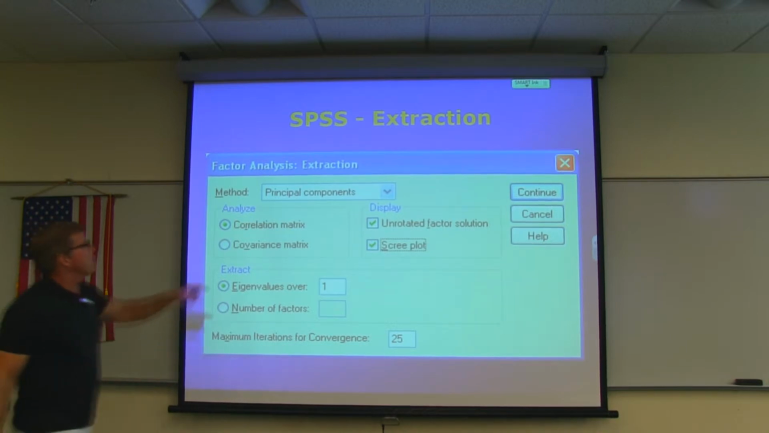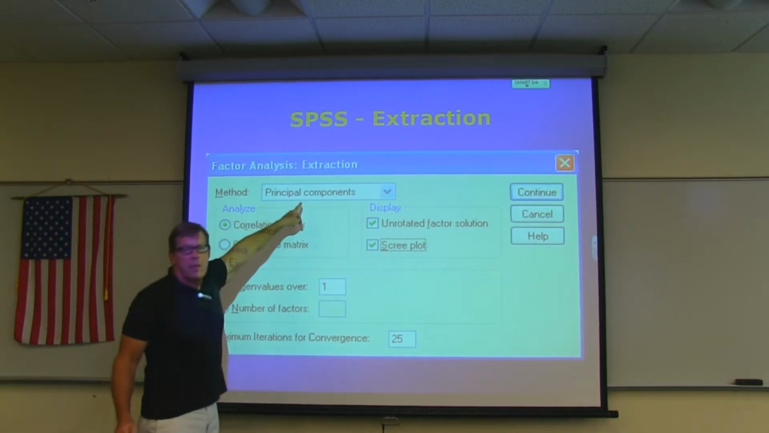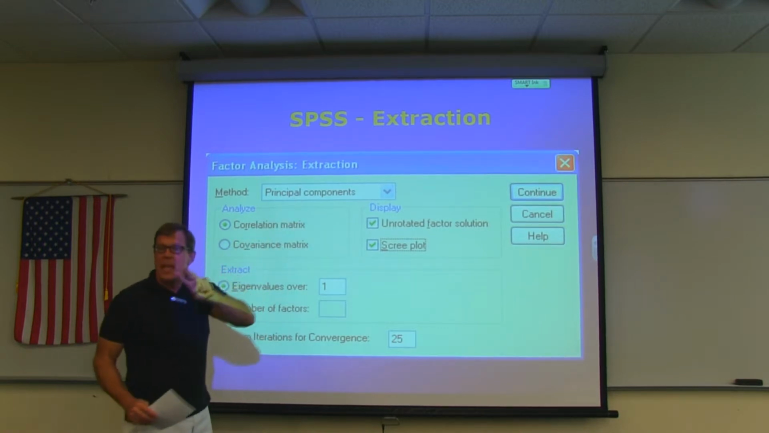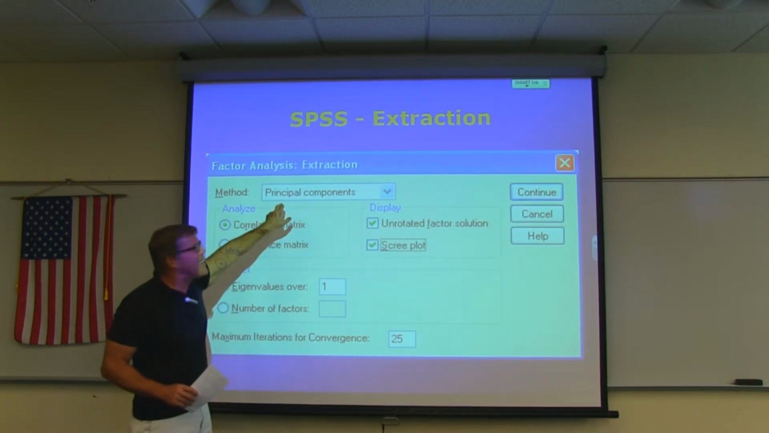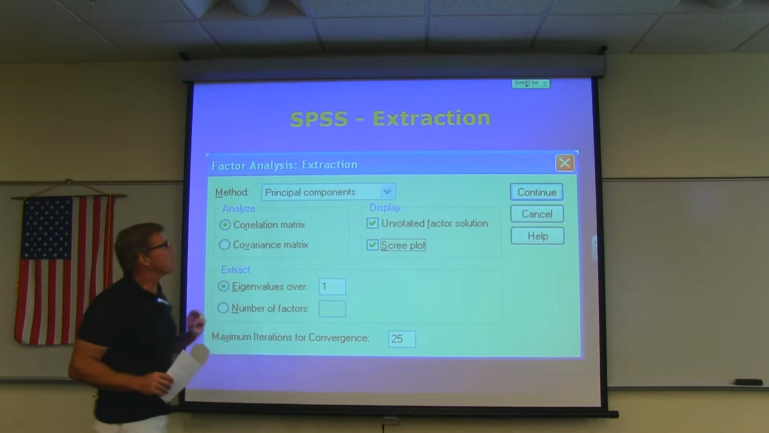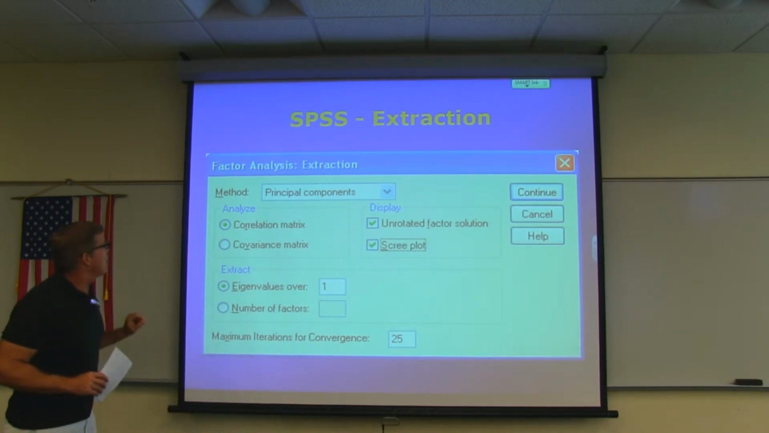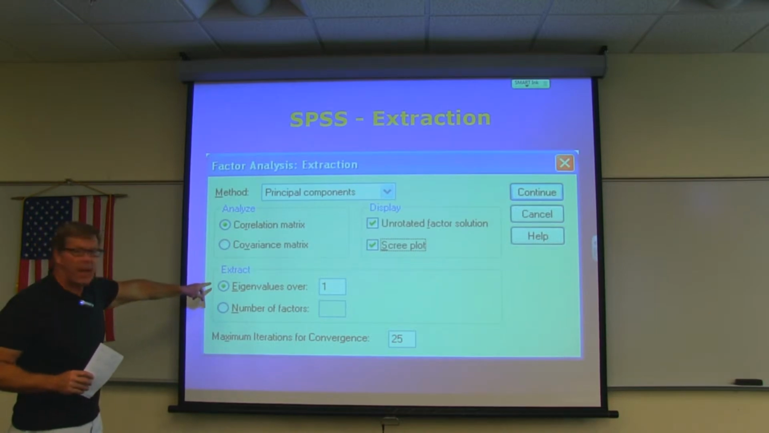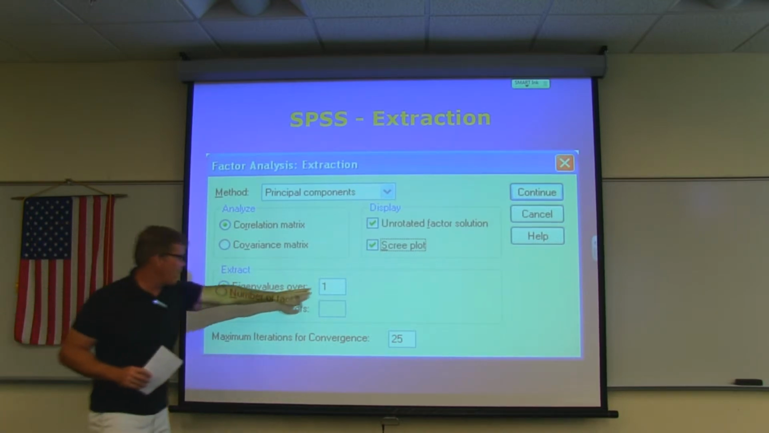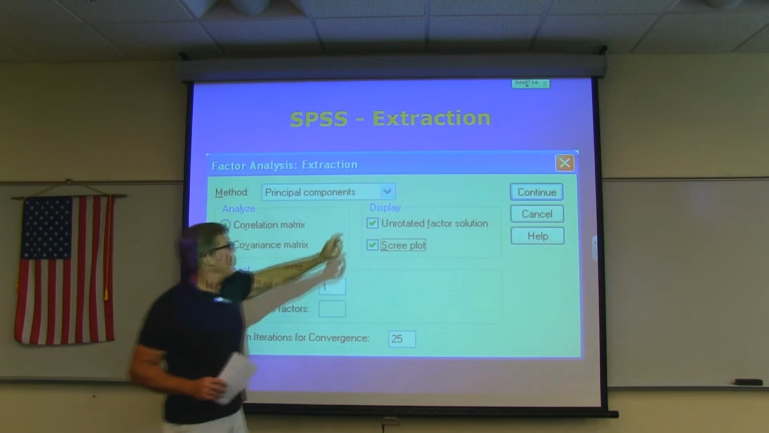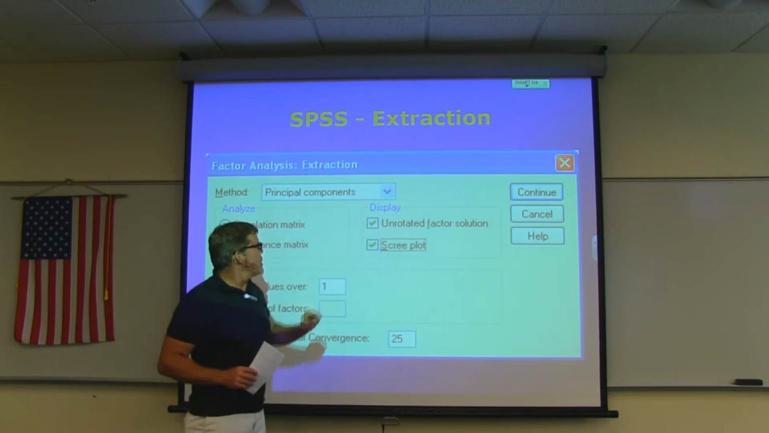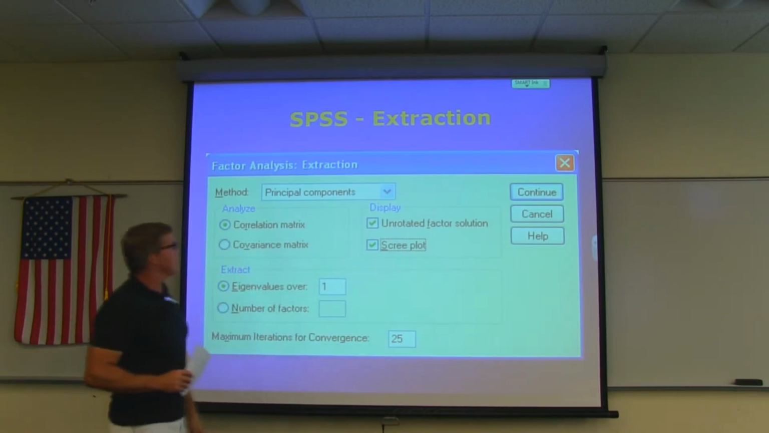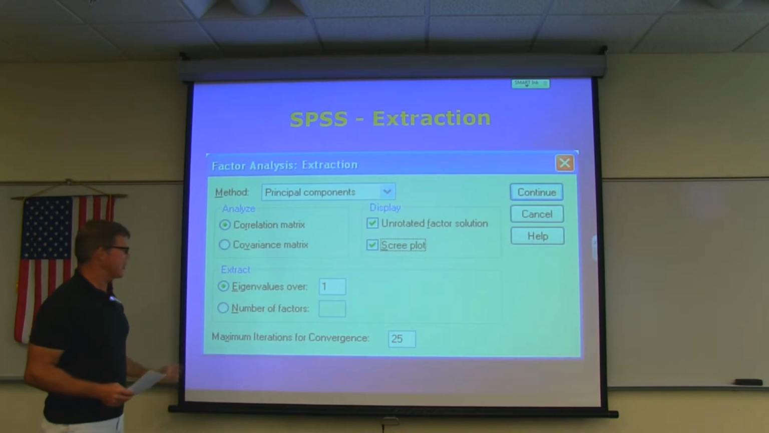We are going to do a principal components analysis. Remember, this is also the exploratory factor analysis, so it has two names. This EFA is also called PCA, principal components analysis. It's going to analyze the correlation matrix. We're going to look at the eigenvalues over 1. And we're going to look at the unrotated solution. And it's going to give us a little scree plot. So it's going to give us all sorts of interesting things, as we will see.